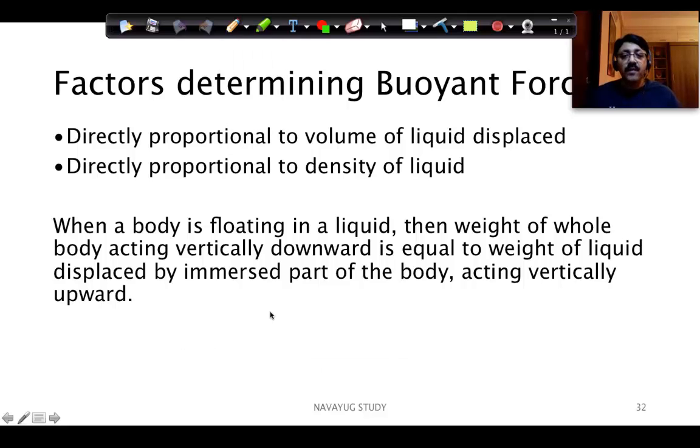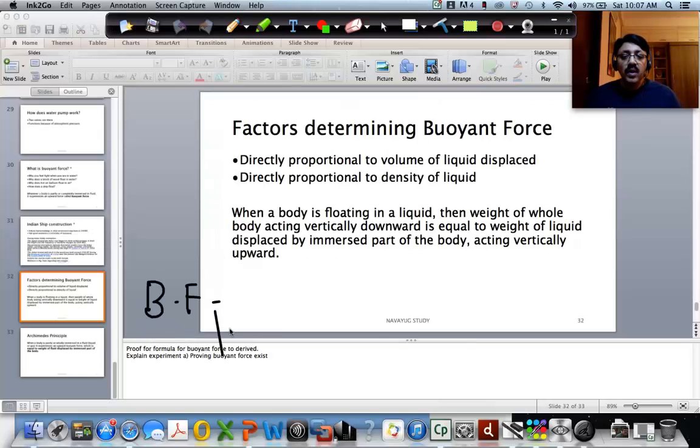So what is buoyant force? As you've seen, buoyant force is equal to, just a moment.